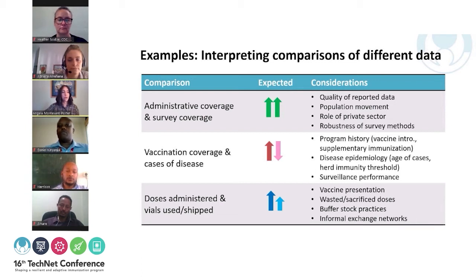And lastly, we'll focus on the doses administered and vials used and shipped from stock data. You'd expect these trends to go in the same direction, but different by a factor. Some reasons for this could be vaccine presentation, wasted sacrificed doses, buffer stock practices, or informal exchange networks. And this is where contextual information and local knowledge really comes into play.